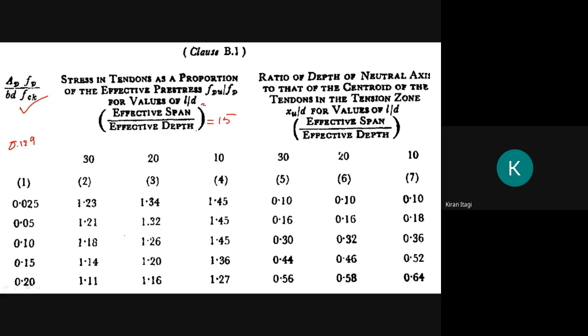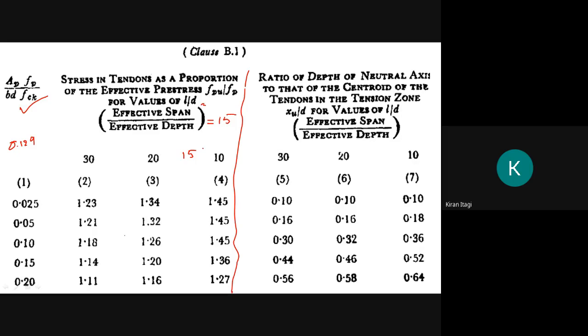Okay, but if you see the table, it reports 10, 20 and 30. But we have 15. So what should you do? You should do interpolation for both. How will we do it?